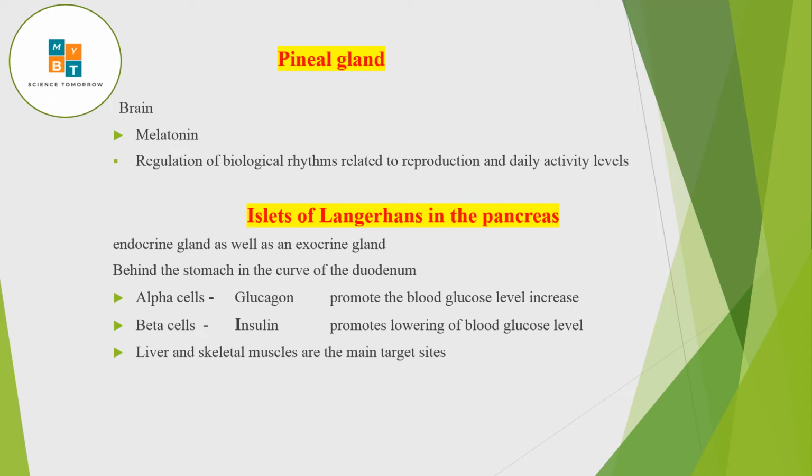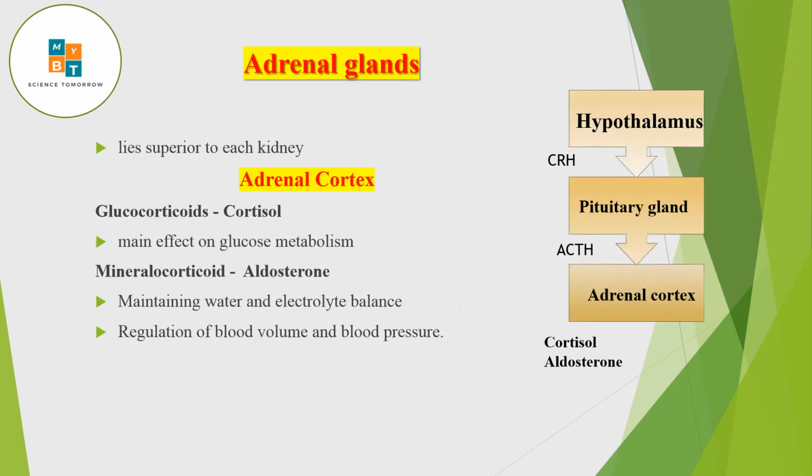And what is the action of these two hormones, glucagon and insulin? They will act on the liver and skeletal muscles, and they will control the blood glucose level.